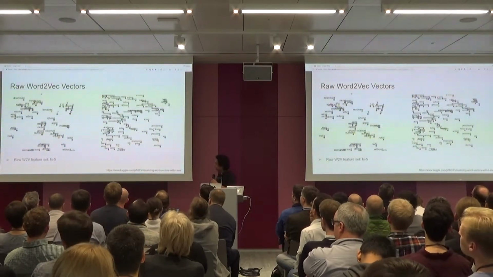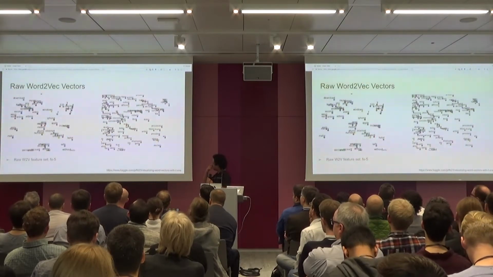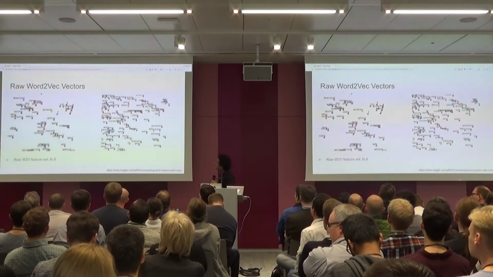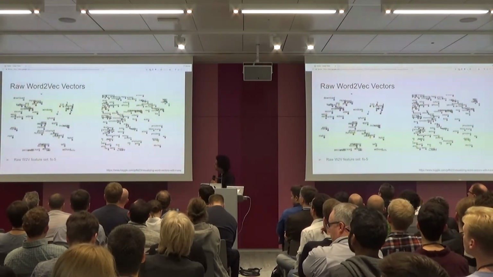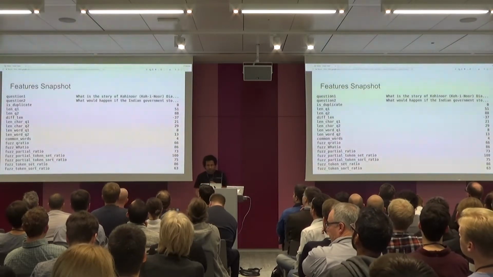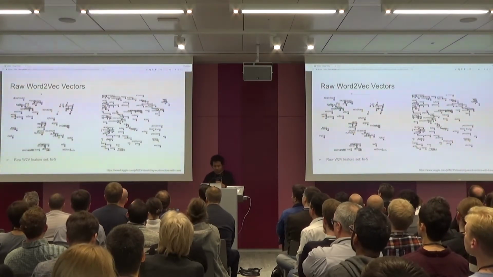So these are the raw word2vec feature set t-SNE projections. So you can see somewhere, you can see like Trump and Hillary are together. I don't know where. Was it? Cool. And also India and Pakistan are together geographically.